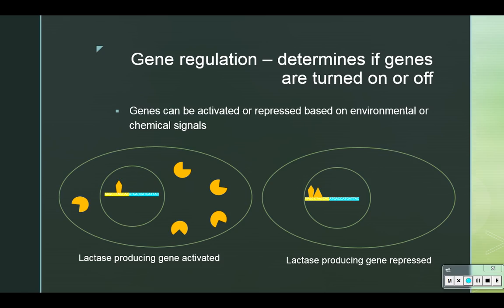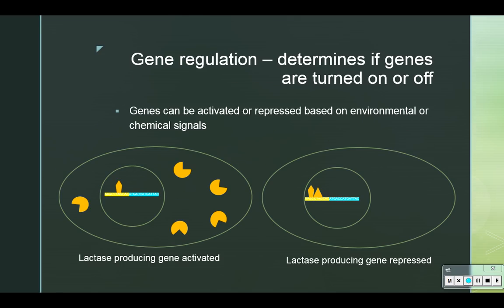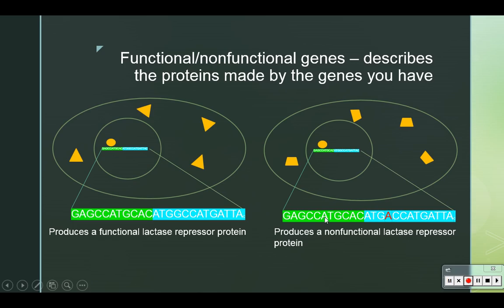And so that's how we could see how somebody could be lactose tolerant or intolerant based on these activators or repressors. But then we also have this other idea of functional and non-functional genes, and those describe the proteins made by the genes you have. So this is a different gene. This is the gene that makes the lactase repressor protein. So this protein here, and actually this one here, but we're going to focus on this triangle one, is made by another gene. This is the gene that makes that protein.